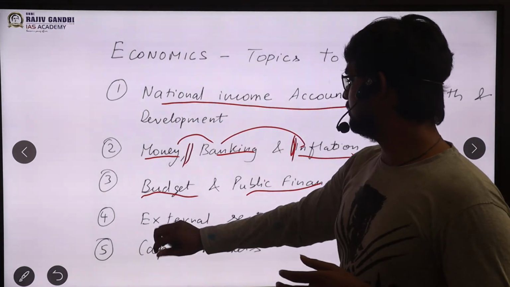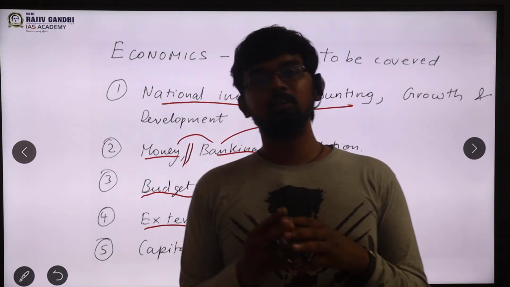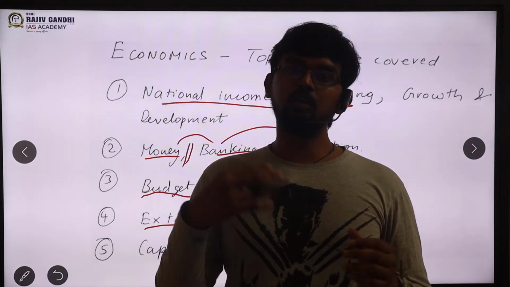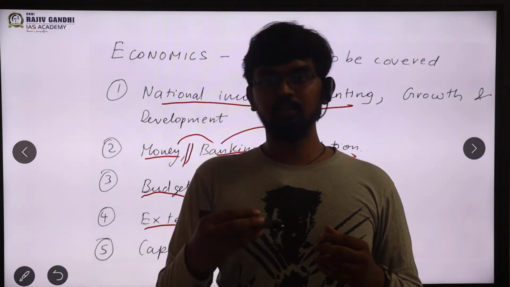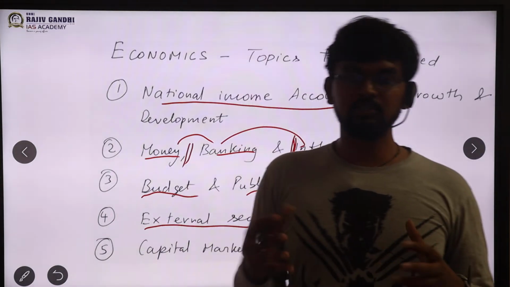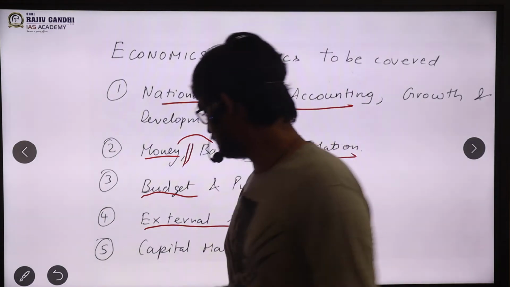Next important thing we will be looking at is the external sector. Because of the 1991 reforms, the Indian economy opened. So that means today it's an open economy. So we need to understand the impact of other countries on India and on other countries, the importance of trade for growth, etc. So external sector in and out will be covered over there.